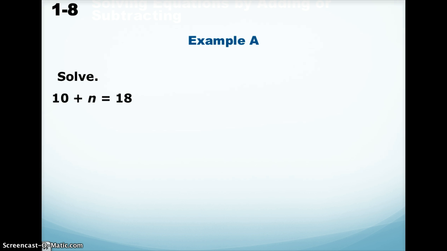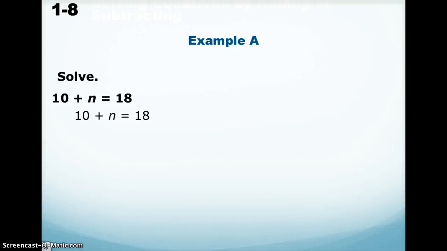Let's solve. 10 plus n equals 18. Okay, again, we probably know the answer is n equals 8. I understand that. The most important part of this lesson, though, is learning how to show your work, because we're going to move on to multiple step equations very quickly, and it becomes very difficult if you don't show your steps the same way.